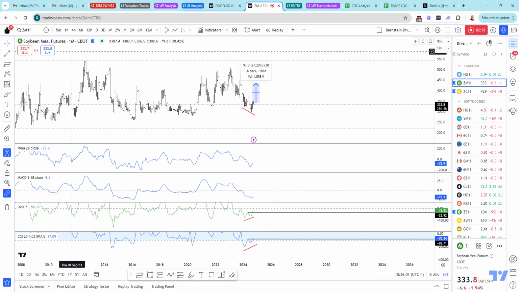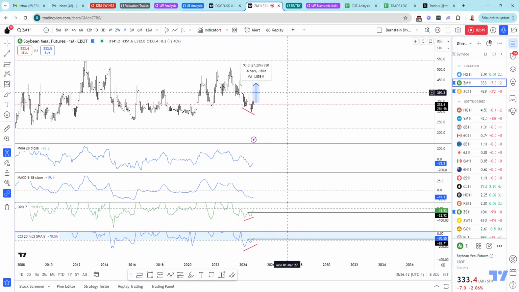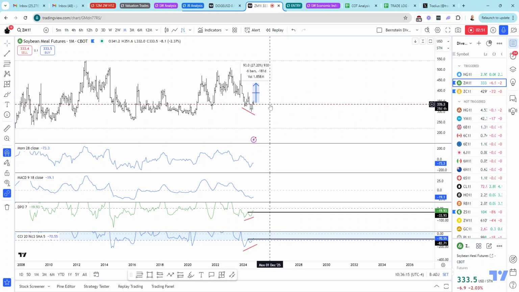So this is a monthly time frame we're looking at. These monthly divergences are significant. They're powerful. When they trigger, we want to pay attention. They have about a 70% win rate, so a higher probability that this plays out than not playing out.